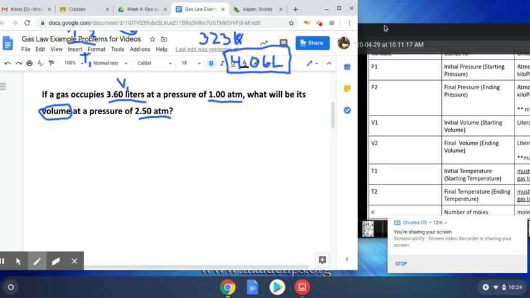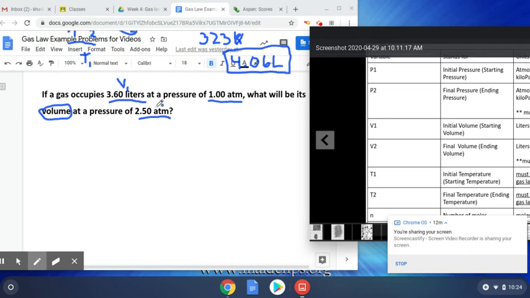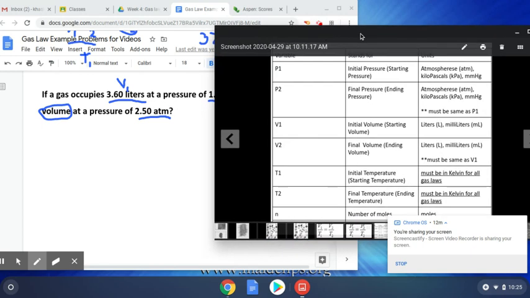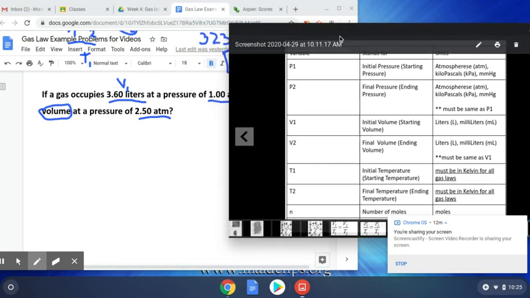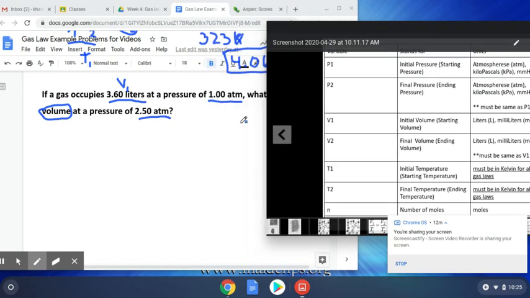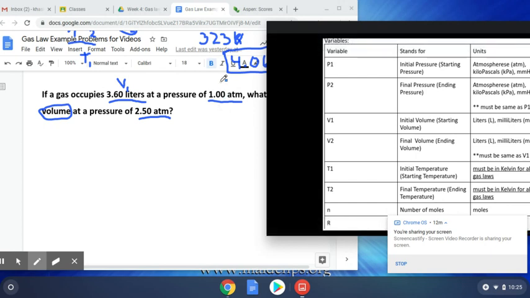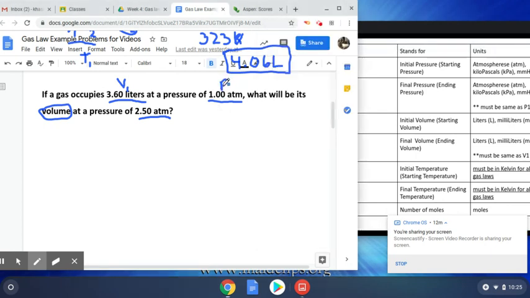And then atmospheres. In this question, obviously, it says at a pressure of 1 atmosphere, so that's pressure. But if you didn't have that, you would go here, and we have atmospheres, which I have misspelled right here, so I'll fix that on the doc before you guys get it. There's just no E at the end of it. So this is going to be P1. What will be its volume? V2 at 2.50 atmospheres. So that's going to be P2.